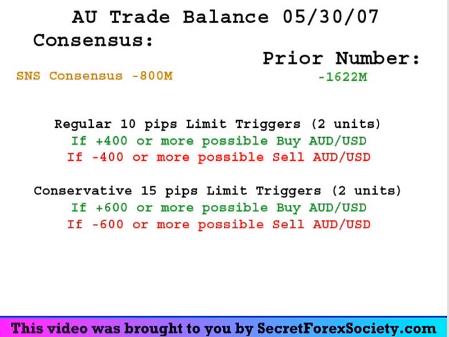Now, there are really no expectations for imports and exports, only for the trade balance. But I can tell you that imports last month were about 19.5 billion, and the exports last month were about 17.8 billion. And obviously, if you subtract one from the other, it becomes approximately 1.6 billion, the difference.